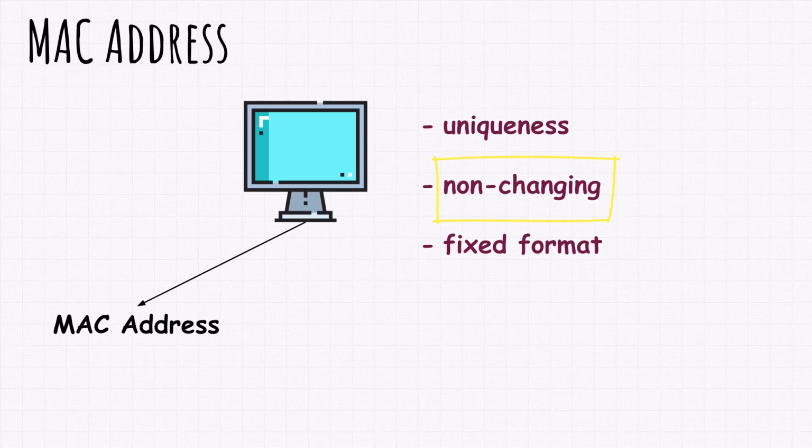While it is possible to change or spoof a MAC address, it is typically a permanent, factory-assigned identifier. MAC addresses are designed to remain constant for the life of the network interface. They are also fixed format, and this means that MAC addresses are typically represented as a series of 6 pairs of hexadecimal digits separated by colons or hyphens. The first 3 pairs often indicate the manufacturer's identifier, while the last 3 pairs are the device's unique identifier.